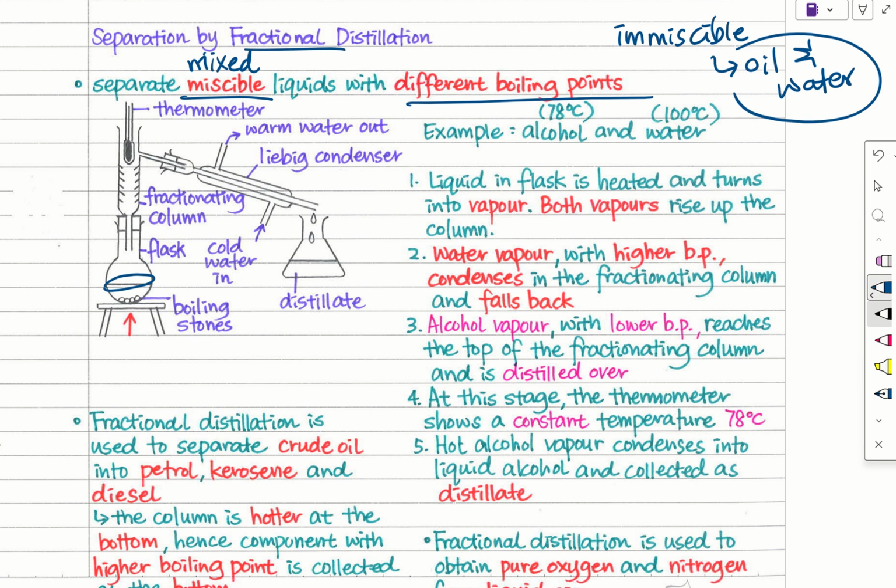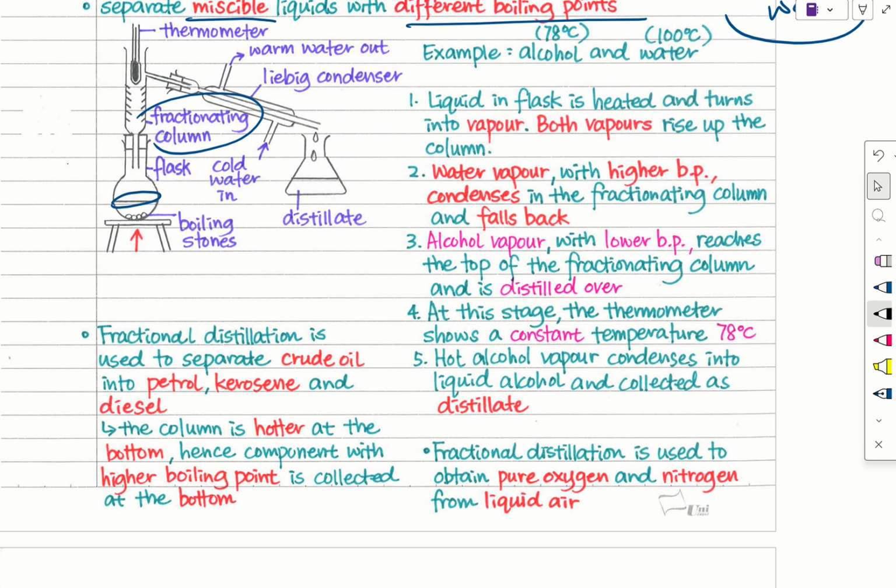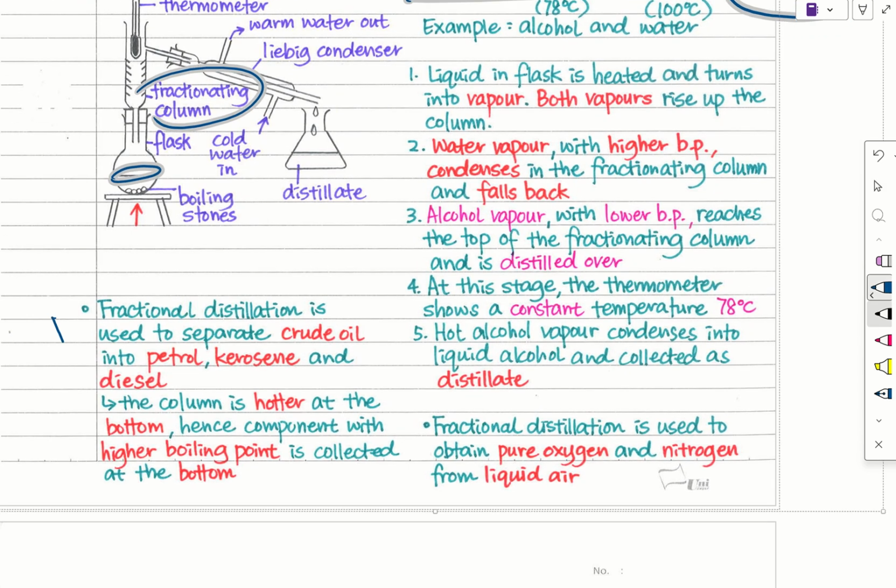So this is slightly more difficult than the simple distillation. We have this fractionating column. Okay, so we can just read this for knowledge. Okay, so fractional distillation is used to separate crude oil into petrol, kerosene, and diesel.